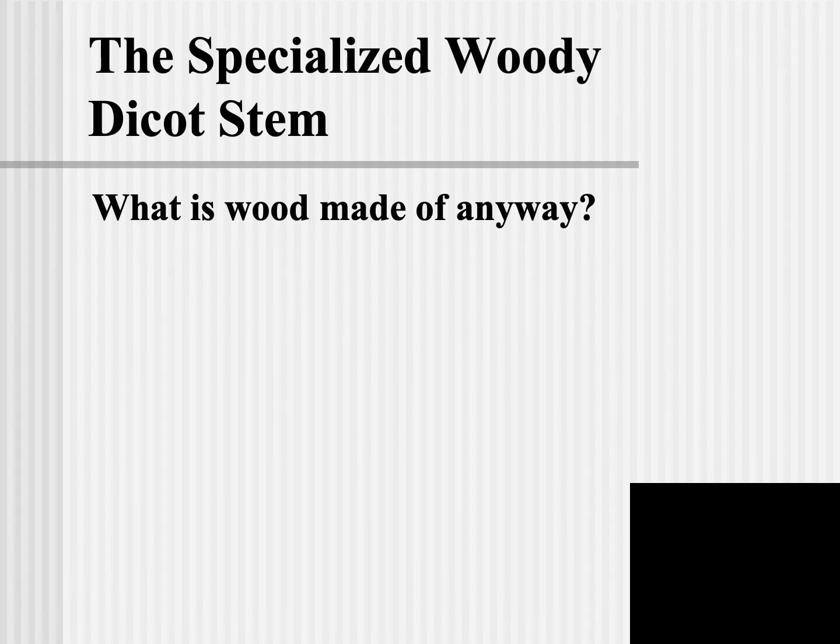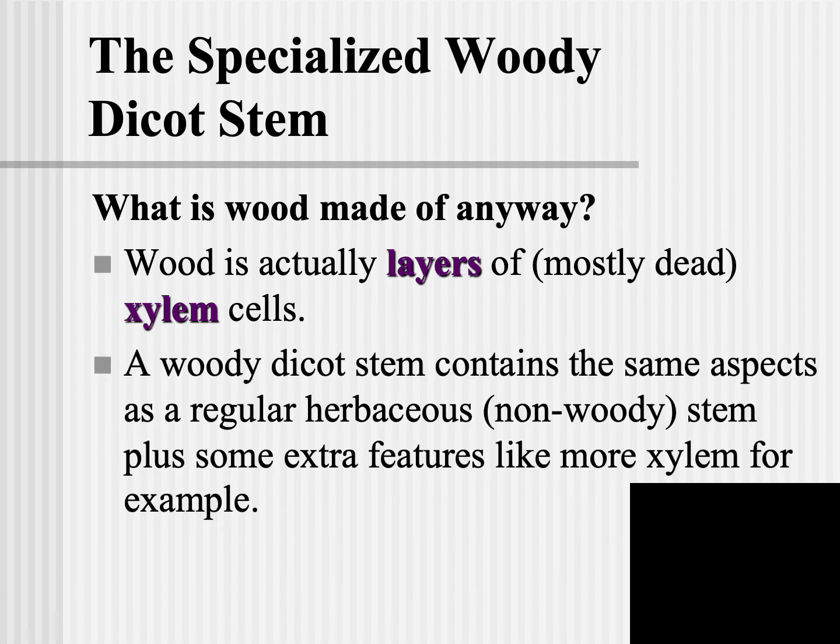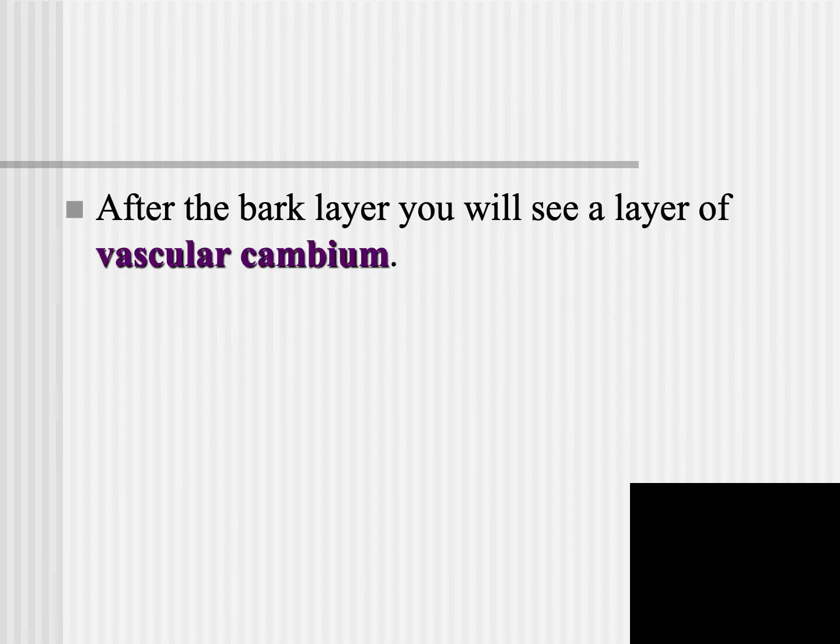When we take a look at the stem of a plant, there's a lot of specialized features inside. So what's wood made of anyway? Wood is made up of layers and layers of xylem cells. A woody dicot stem has the same aspects of a regular herbaceous stem or a non-woody stem, like a typical flower, but it's got some extra features so that it can make more xylem and thicker.